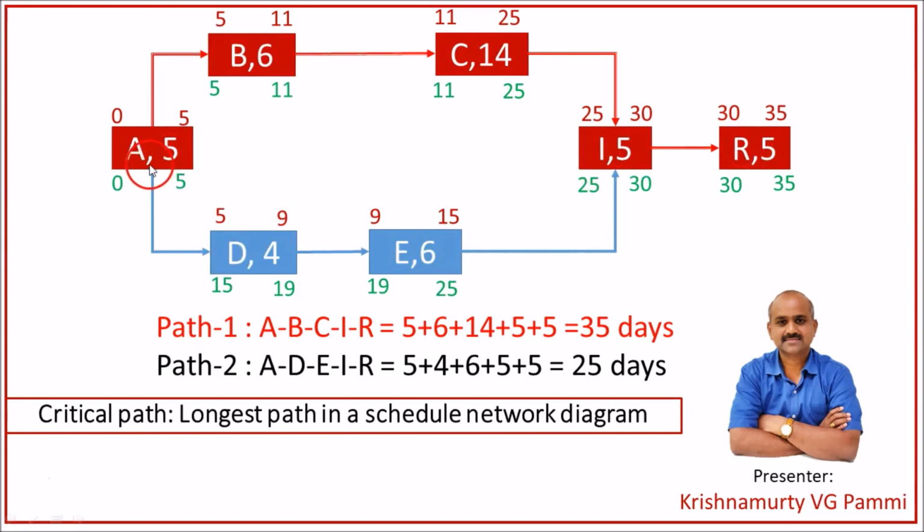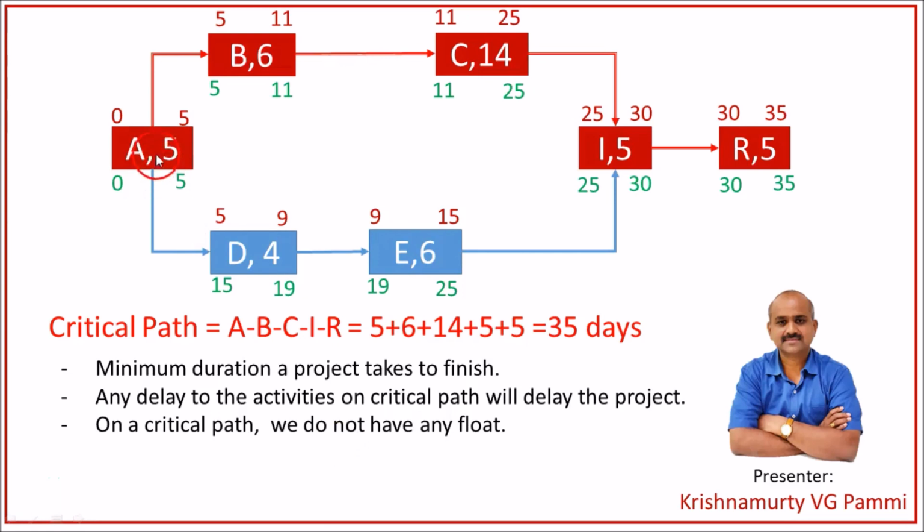The total duration of path 1 is 5 plus 6 plus 14 plus 5 plus 5, which becomes 35 days. The total duration for path 2 is 5 plus 4 plus 6 plus 5 plus 5, which becomes 25. The critical path is the longest path in scheduled network diagram. So the critical path is A, B, C, I and R. So the activities colored in maroon color are critical path activities. So the critical path duration is 35 days.